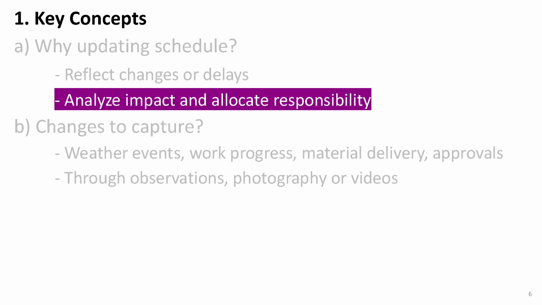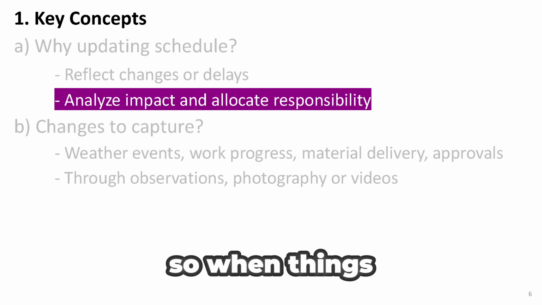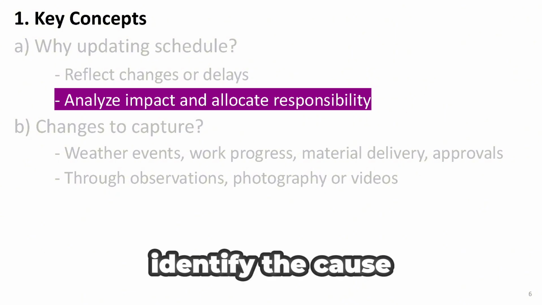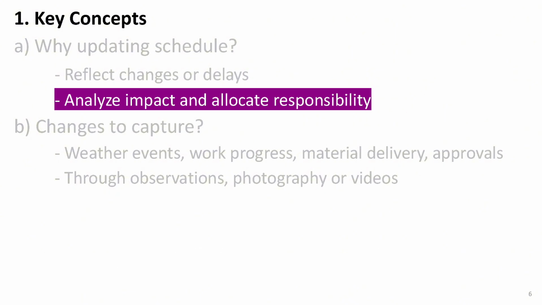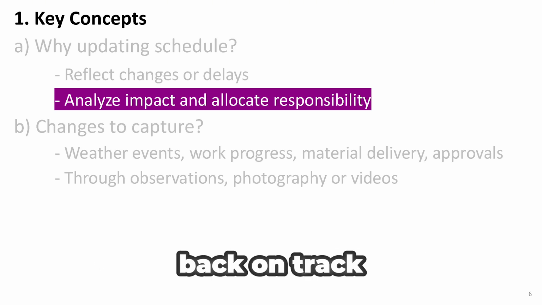responsible for what. Delays can mess with timelines, budgets, and resources. So, when things slip, we need to identify the cause, whether it's supplier delays, contractor issues, or something else. This way, we can hold the right people accountable and create a clear plan to get everything back on track.